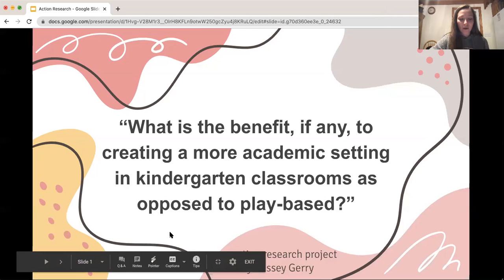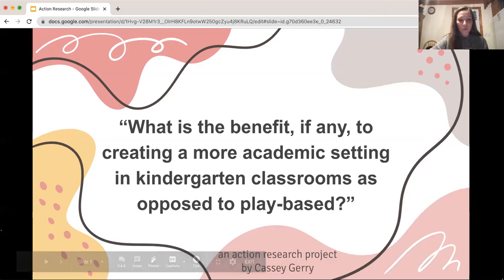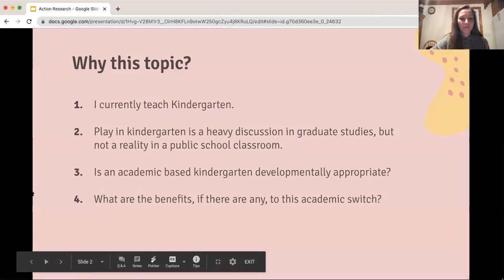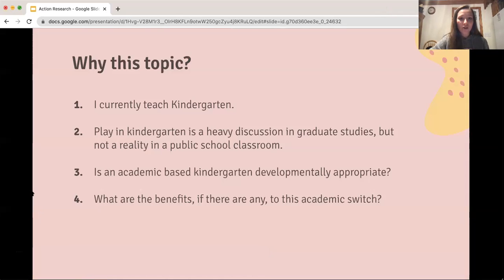Alrighty, here we go. So this is my research question. What is the benefit, if any, to creating a more academic setting in kindergarten classrooms as opposed to play-based? Why this topic? So I currently teach kindergarten, and I knew that because I taught kindergarten, this would be an easy place for me to collect data and conduct research. I also knew that play in kindergarten is a heavy discussion in graduate and undergraduate studies, but it's not a reality in the public school classroom.